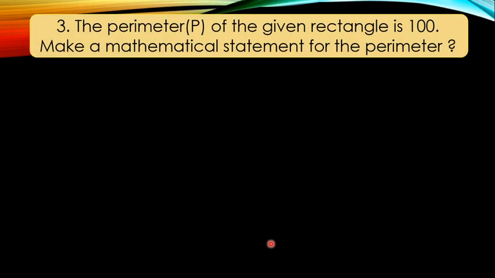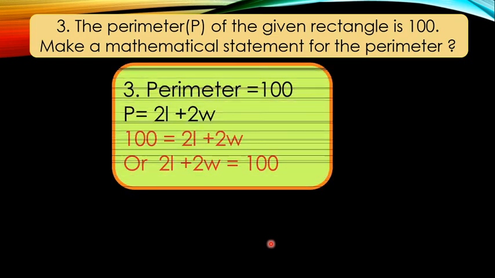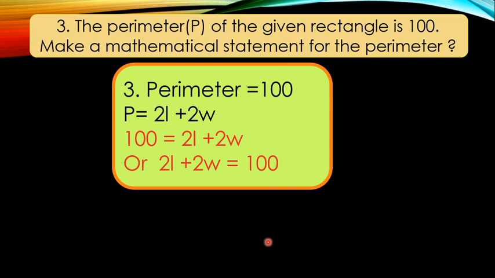Now, the perimeter or P of the given rectangle is 100. Make a mathematical statement for the perimeter. So, since our given for perimeter is 100 and the formula for perimeter is 2 times the length plus 2 times the width, substitute the value which is 100, then copy the formula for perimeter or interchange their position.